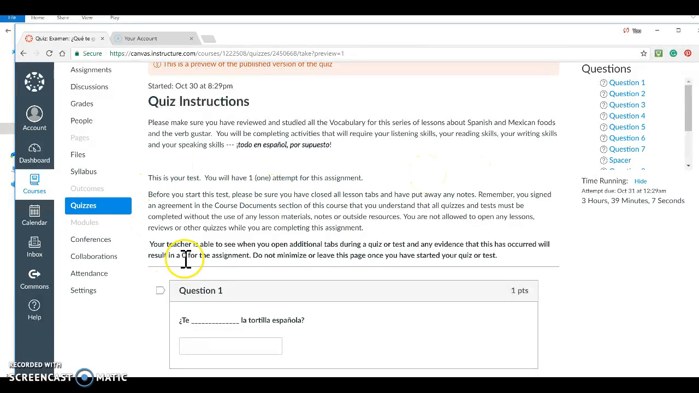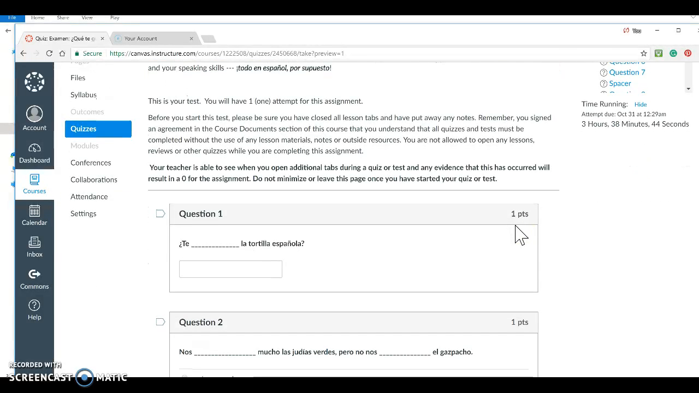I have included here, basically I just cut and paste what our online academy includes for the academic honesty policy regarding opening additional tabs during the quiz or test, or that kind of thing, just reminding them about that and the agreement that they signed at the beginning of the class.